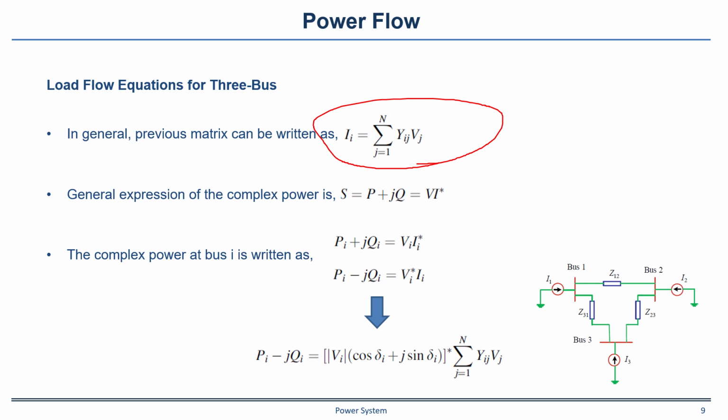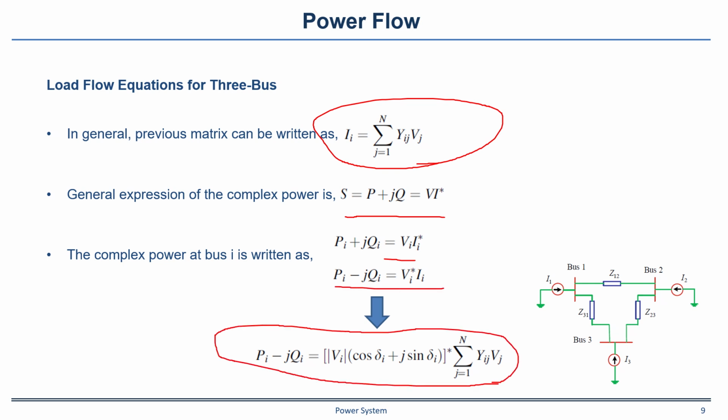And here, because S, the apparent power, is equal to P plus jQ, we have these two equations also. So at the end, we can make this equation. Pi minus jQi, with the minus because we have the conjugate in the current, is equal to Vi, which can be V1, for example, cosine delta 1 plus j sine delta 1, multiplied by the summation of the admittances times the voltages.